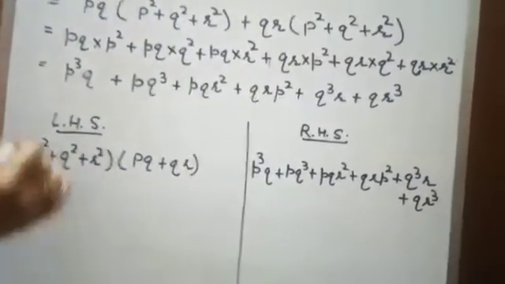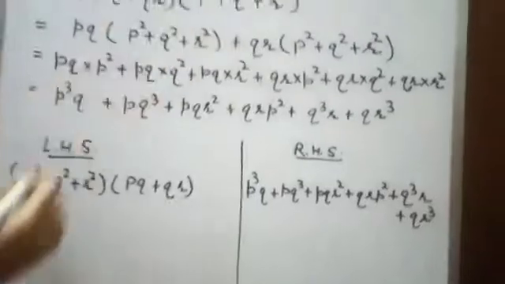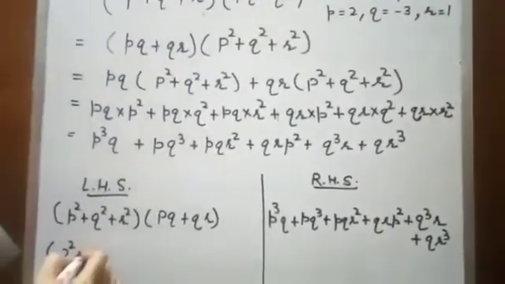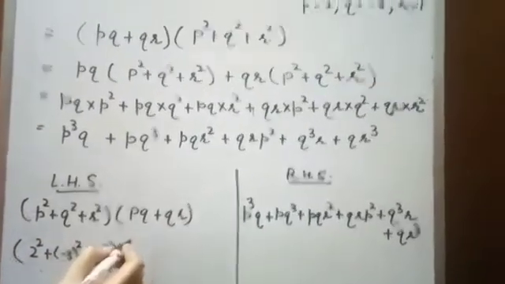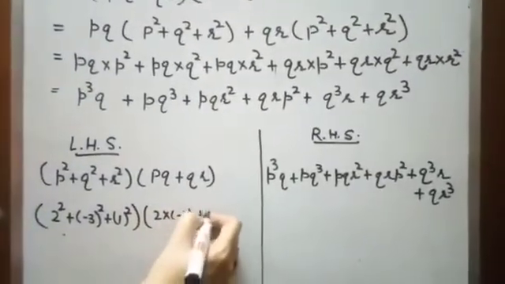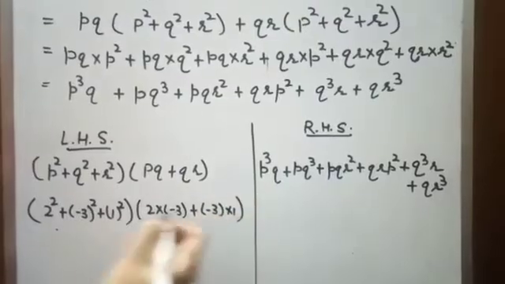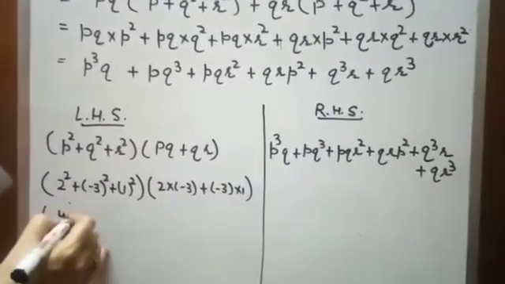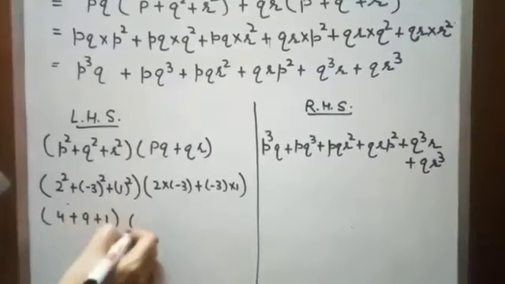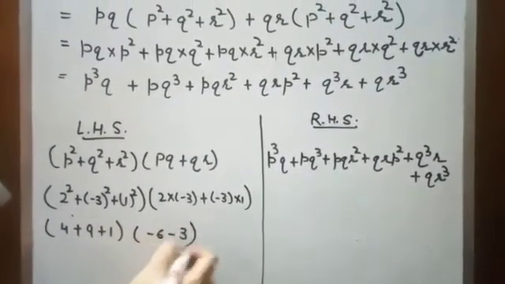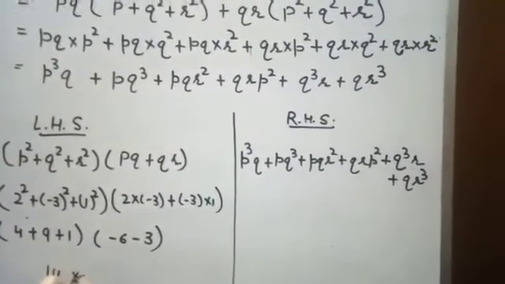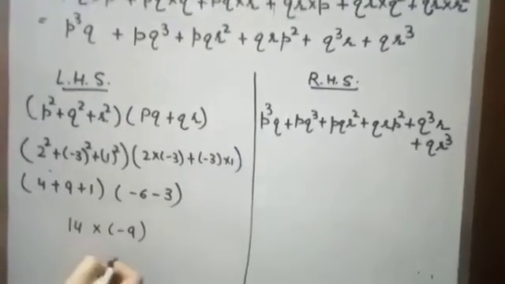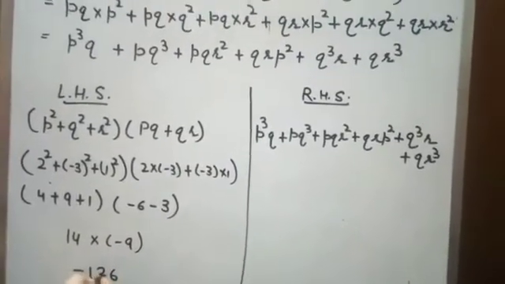Now first I am going to solve for LHS. The value of P is 2 raised to power 2, Q is minus 3 raised to power 2, R is 1 raised to power 2. If you want to keep it in brackets, P, 2 into minus 3, plus Q, minus 3 into 1. 2 raised to power 2 is 4, plus 9, plus 1, into minus 6 minus 3. 4 plus 9 is 13, plus 1, 14, into minus 9. Minus 126.